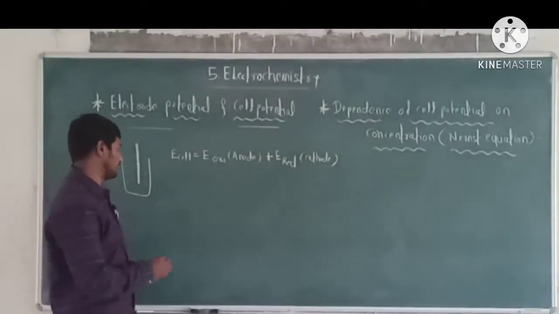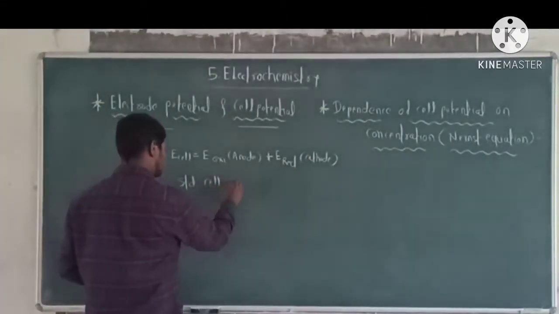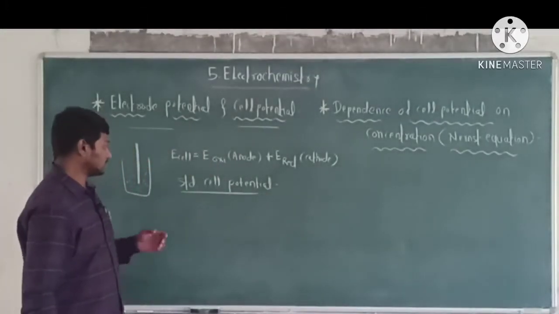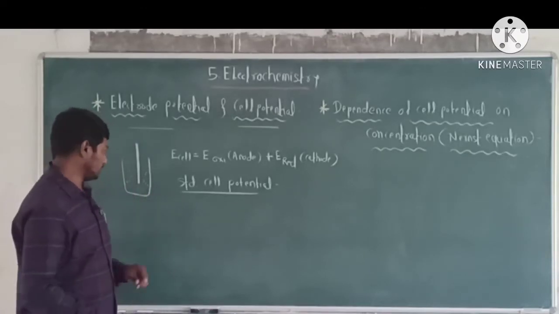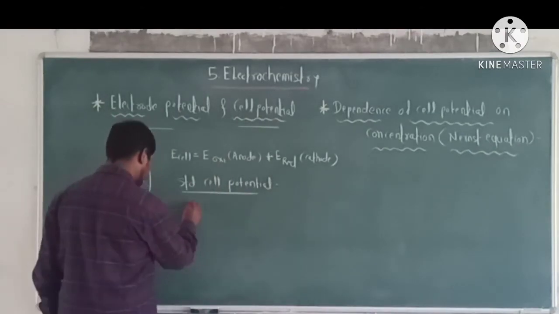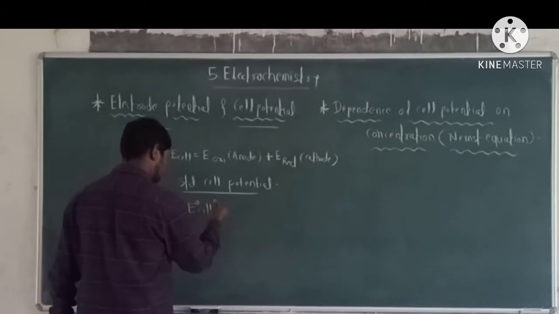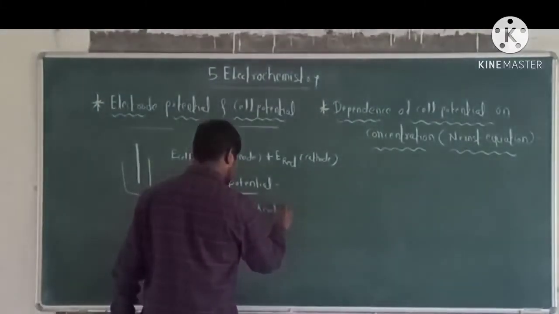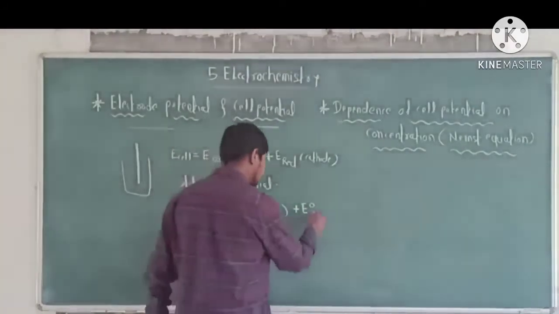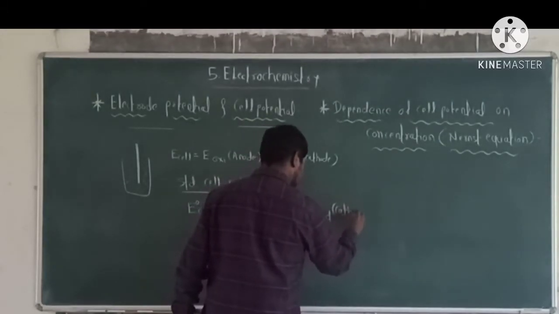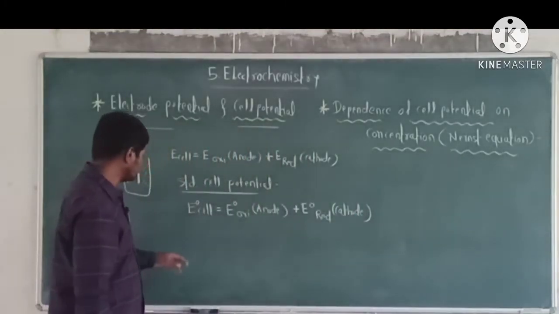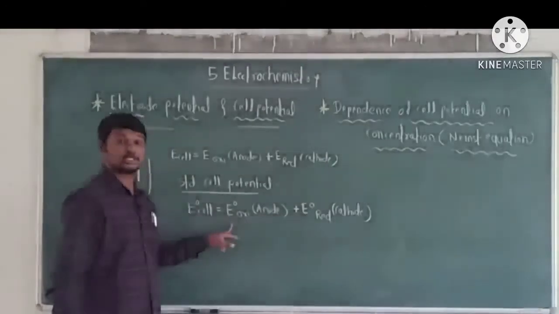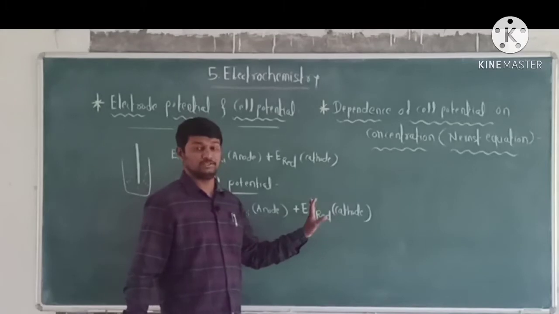Next, the standard cell potential. The algebraic sum of standard oxidation potential and standard reduction potential is called the standard cell potential, that is, E0 cell is equal to E0 oxidation, which occurs at the anode, plus E0 reduction, which occurs at the cathode. E0 cell is the standard cell potential.